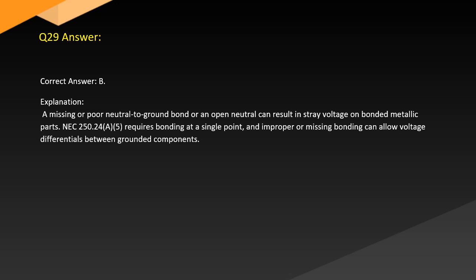Answer. Correct answer: B. Explanation. A missing or poor neutral-to-ground bond, or an open neutral, can result in stray voltage on bonded metallic parts. NEC 250.24(A)(5) requires bonding at a single point, and improper or missing bonding can allow voltage differentials between grounded components.